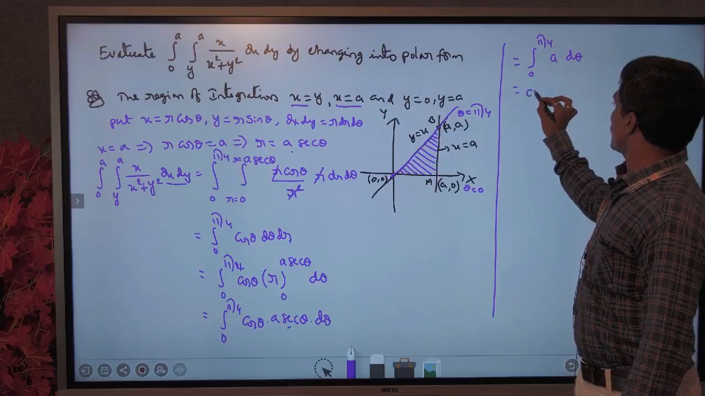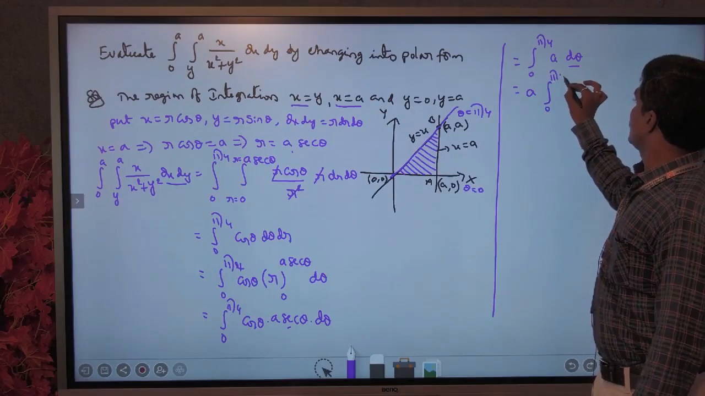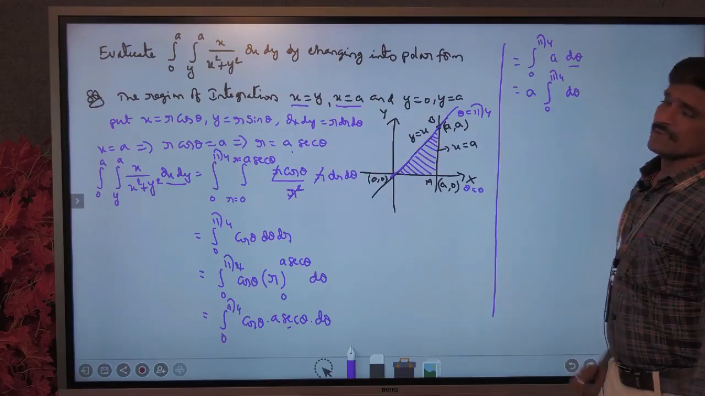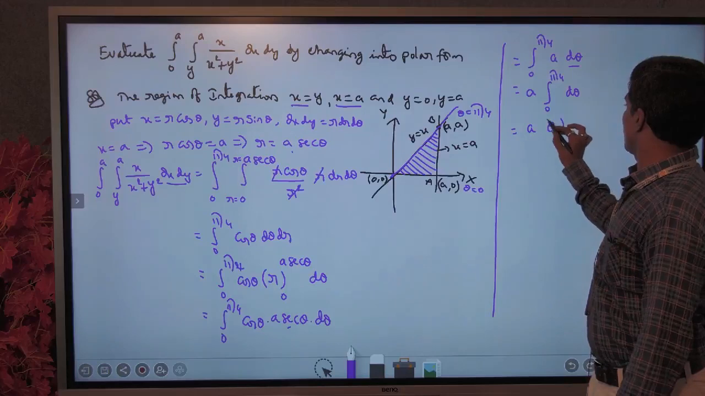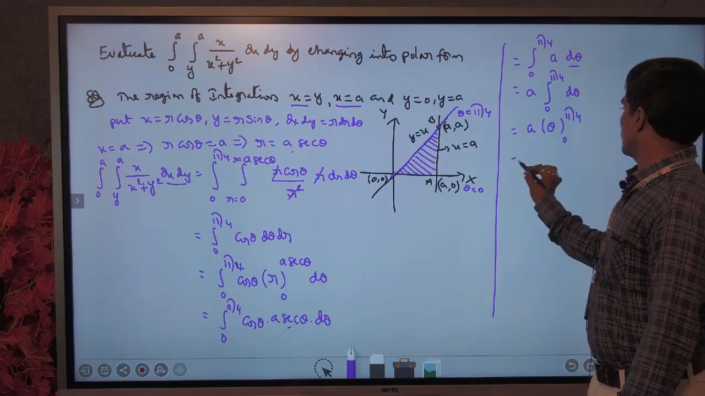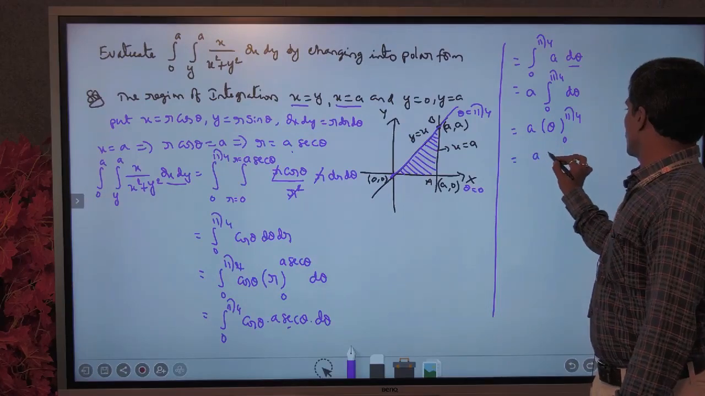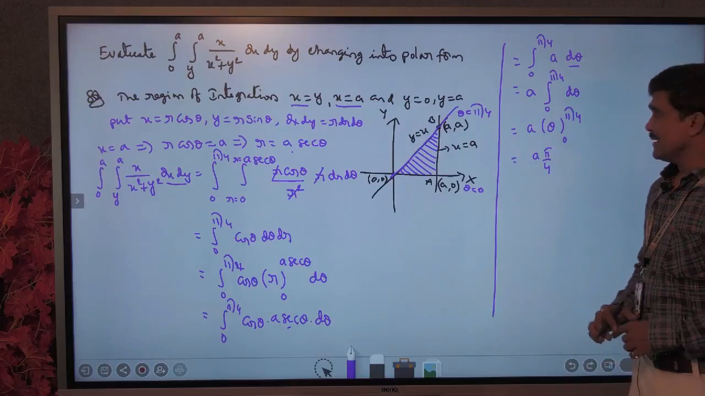Now a is a constant, so the integral is a times the integral from 0 to pi by 4 of d theta. Now the integral of d theta is theta, with limits 0 to pi by 4. So substituting the upper limit and lower limit, we get a constant times upper limit pi by 4 minus lower limit, which is clearly 0.